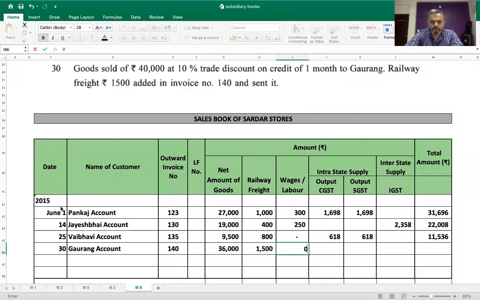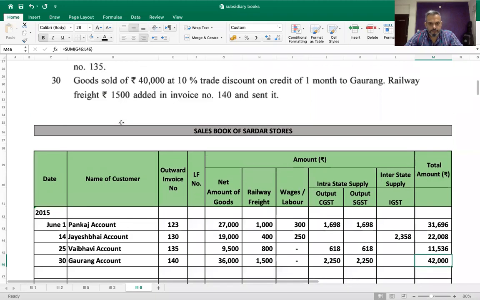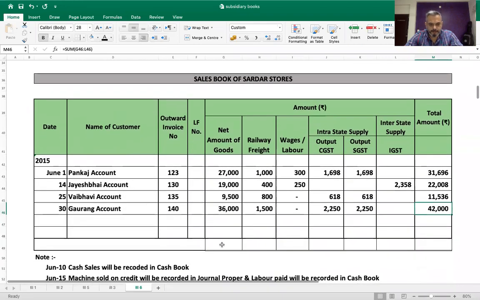No labor. So let's calculate 36,000 plus 1,500 is equal to 37,500 into 6%. 2250, 2250, and then the total 42,000. All done. Do the final total now.